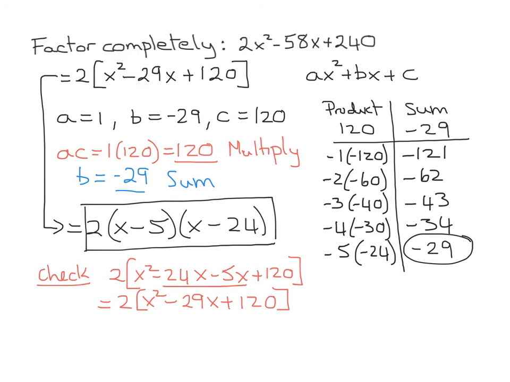I'm not going to write this part out, but if I distribute the 2 in, I'm going to get 2x squared minus 58x plus 240. So it checked nicely.